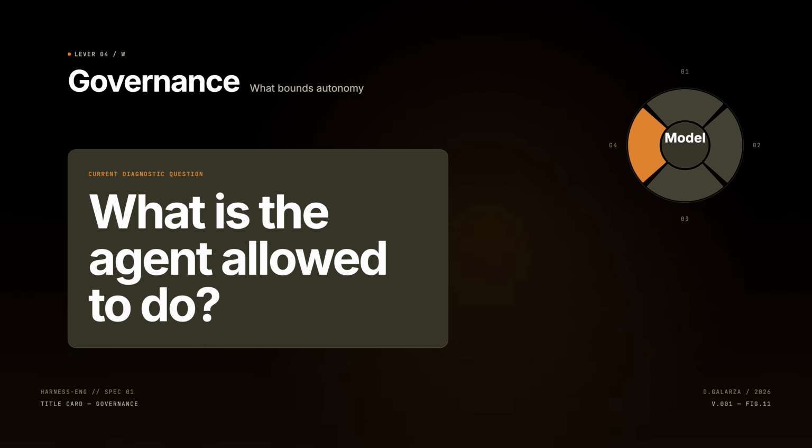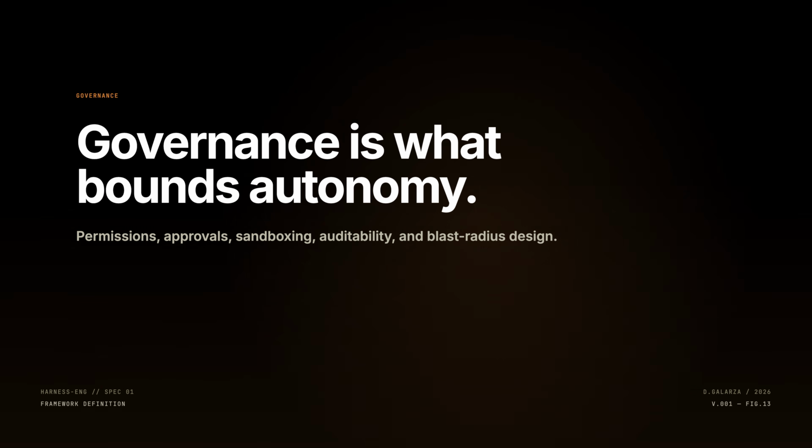The fourth lever is governance. If context is what the model can see, tools are what it can do, and the loop is how it keeps moving, governance is what keeps that autonomy in check. This is the lever that separates a cool demo from something you can actually trust in production. Because once an agent can take actions, you have to decide which actions are safe to run automatically, which ones require approval, and which ones should be impossible.